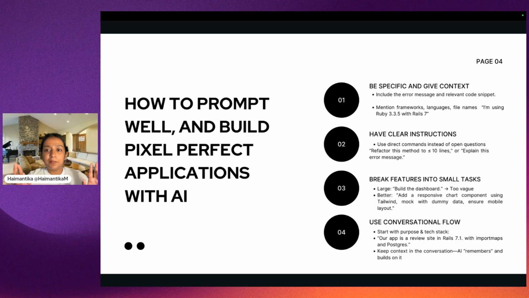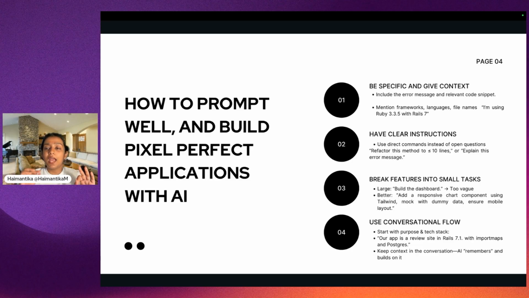So let's say you want it to do something in a particular language or framework, just mention that. I have an example here: I'm using Ruby 3.3.5 with Rails 7, so I want you to do XYZ. The more specific you are with your prompts and the better context you give, the better it is for AI to understand, learn, and give you an output.